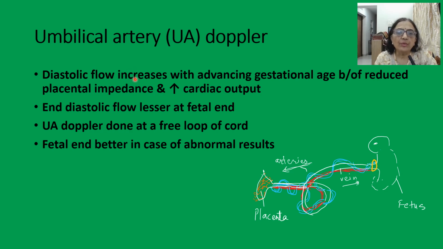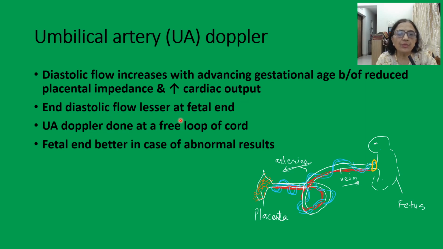Now, diastolic flow increases with advancing gestational age in umbilical arteries. Diastolic flow increases, and there are two reasons. First, there is a reduction in placental impedance or placental resistance as the gestational age increases in a normal antenatal woman. Second, there is an increase in fetal cardiac output, so there is increased blood flow velocimetry during diastole in a normal pregnancy as the gestational age advances.